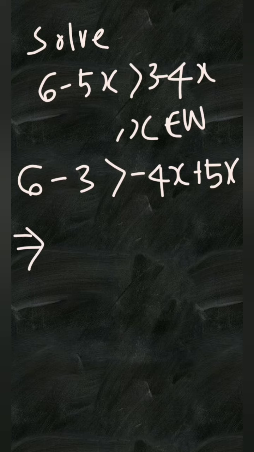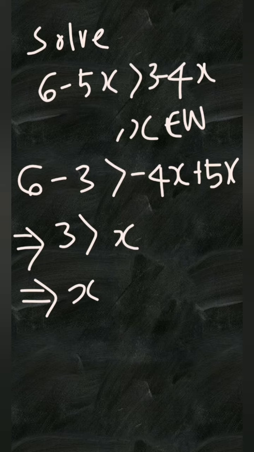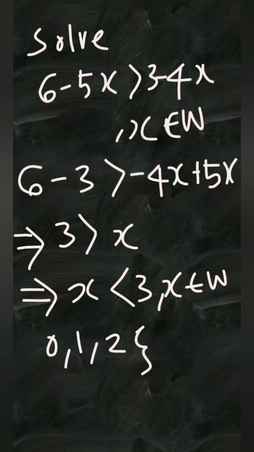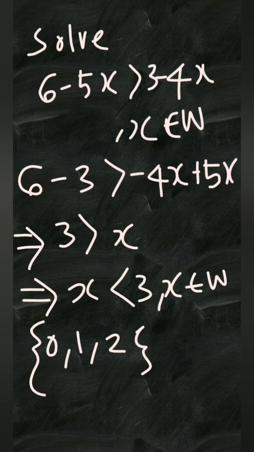And this implies 6 minus 3 is 3, which is greater than minus 4x plus 5x, which is x. That is, x is less than 3, where x is an element of W. In order to satisfy this linear inequation, we can substitute the values which are less than 3. But we can take the values of x only from the set of all whole numbers. So the whole numbers which are less than 3 are 0, 1, 2. So this is the solution set for the given linear inequation.